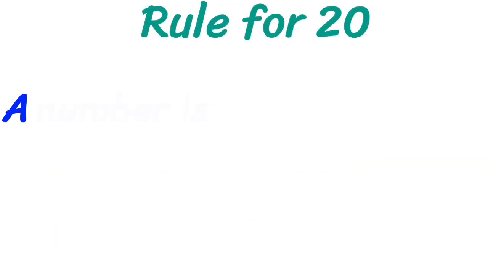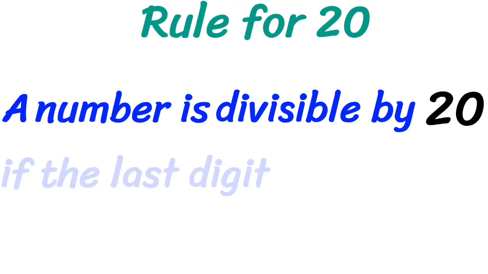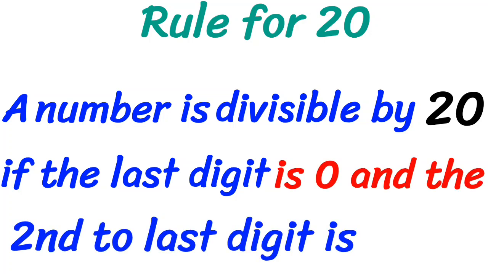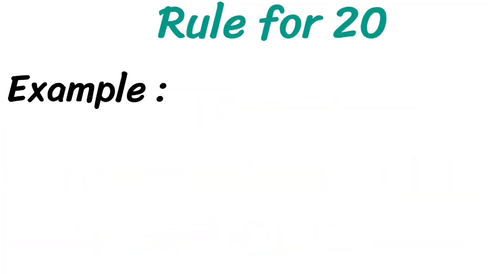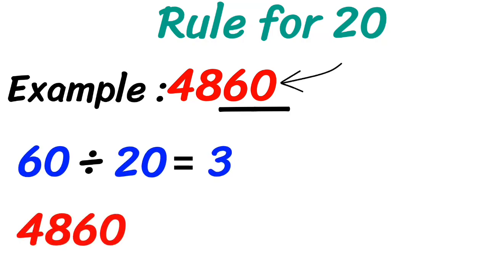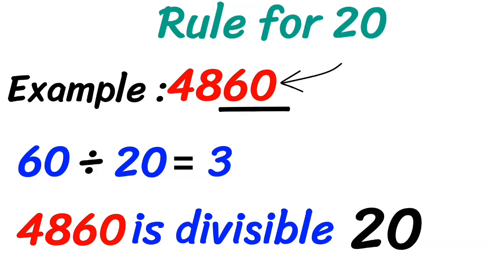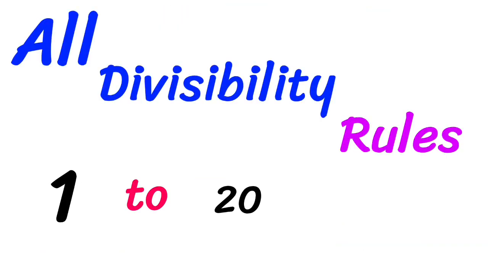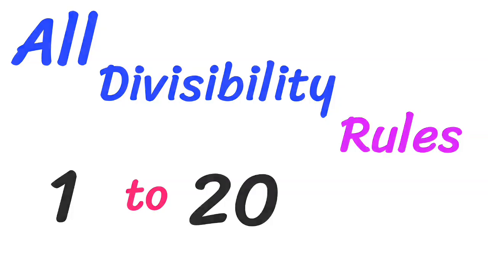Rule for 20. A number is divisible by 20 if the last digit is 0 and the second to last digit is even. Example, 4,860 ends in 60. 4,860 is divisible by 20. And that is literally everything you need to know for divisibility rules.